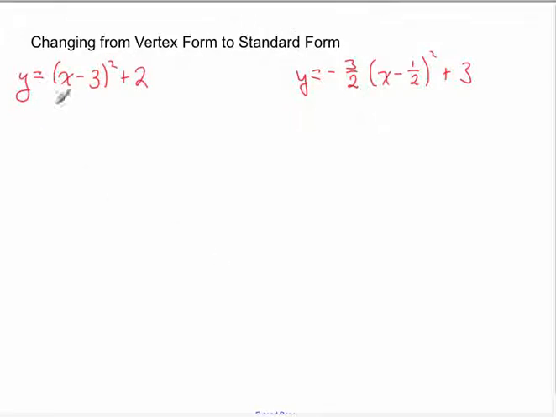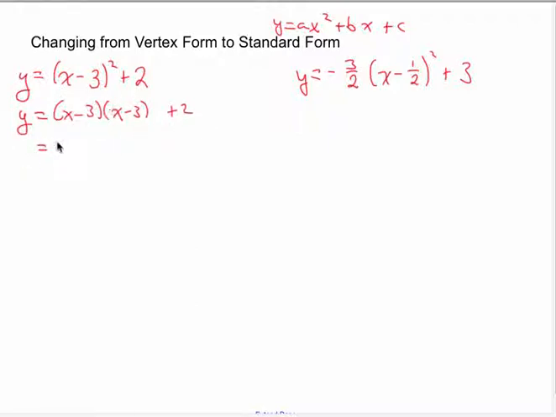Well, standard form is essentially just expanded form, where it's expanded and simplified into like terms: a quadratic term, a linear term, and a constant term. So let's do that. Let's just expand and simplify. So x minus 3 all squared is the same thing as saying x minus 3 times x minus 3, and then plus 2.